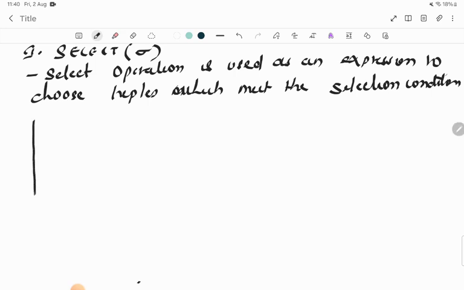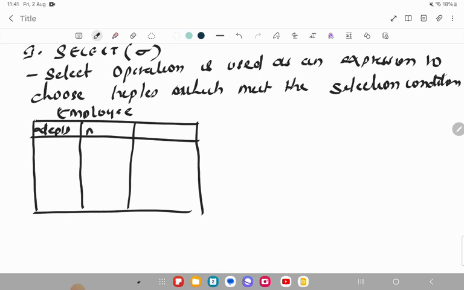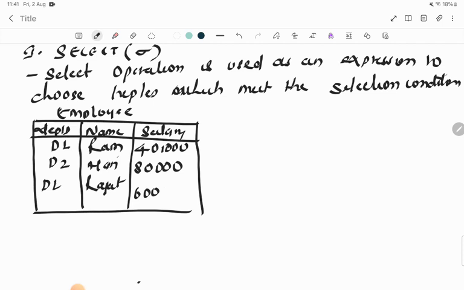Let me take an employee table here. This is my employee table, and this table has three columns: department ID, name and salary. Suppose the department ID is D1, D2 and D1, the names of the employees are Ram, Hari and Rajat, and the salaries are 40,000, 80,000 and 60,000. Okay, this is the table. Now let us write the query.